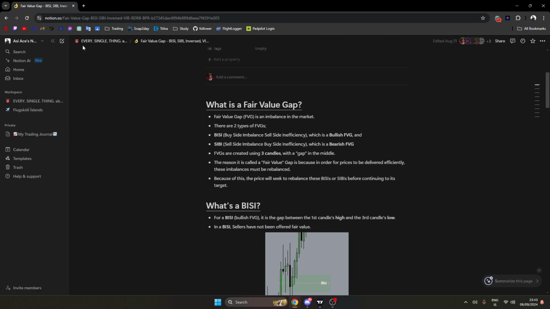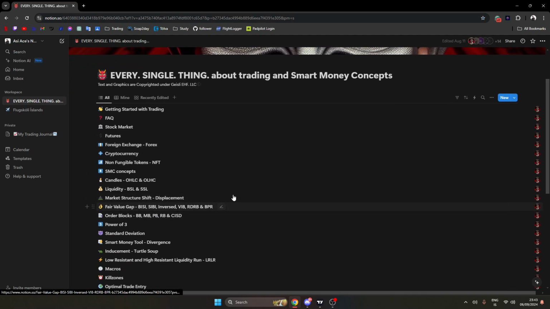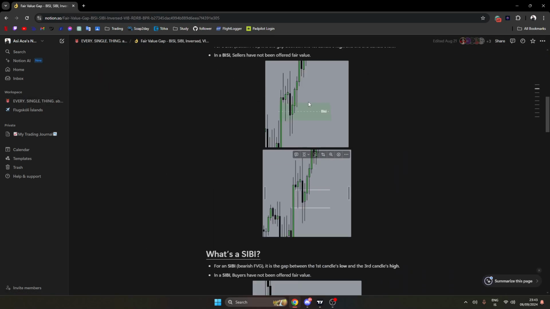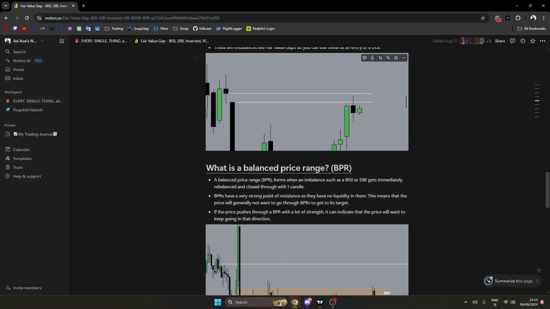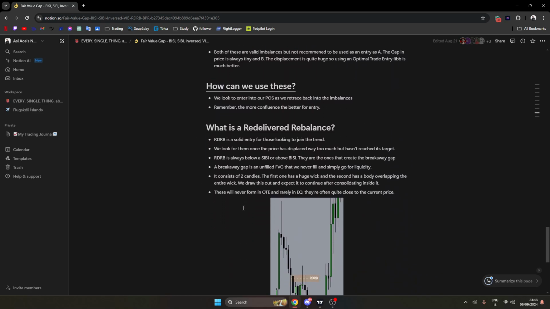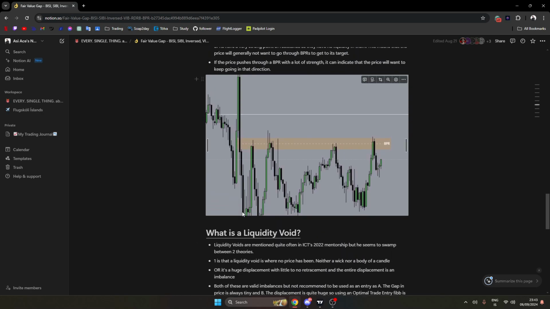So now you know the difference between market structure shift and displacement. And you also know what a BISI, a SIBI, an inverse, a VIP, an RDRB, BPR, and liquidity voids are, right? So read this again, find examples on your chart, comment if you have any questions or want me to go over something again, because I'll happily do it for you guys.